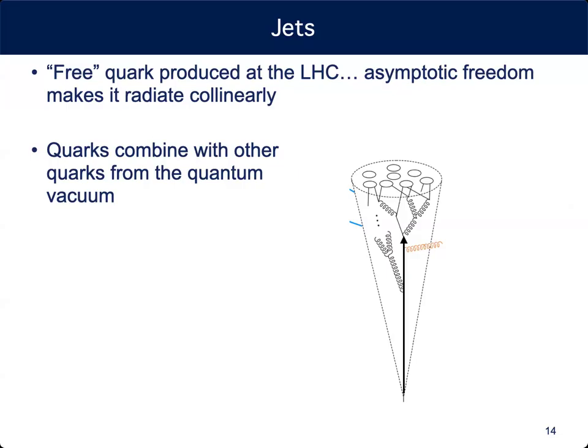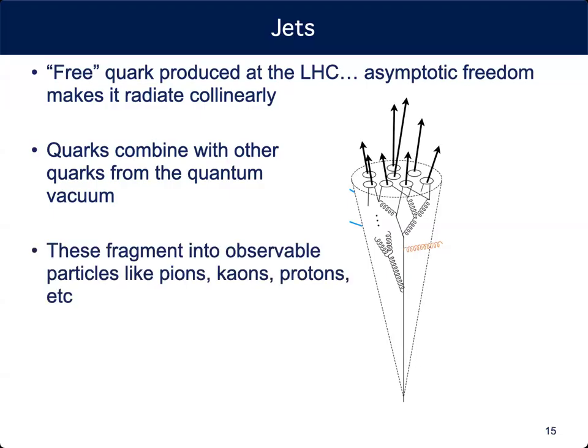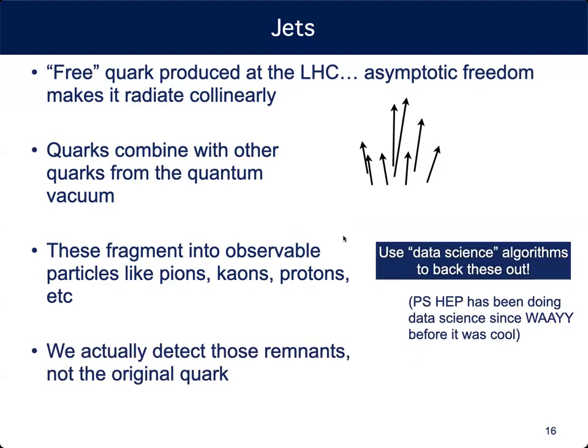Okay, so you can't have a free quark, and eventually the quark will lose enough energy, and it'll just pop something out of the vacuum. It'll combine with something that has the opposite color, or it'll form color neutral particles like pions and kaons. So we call this fragmenting into observable particles. So we have pions, kaons, protons and stuff like that.